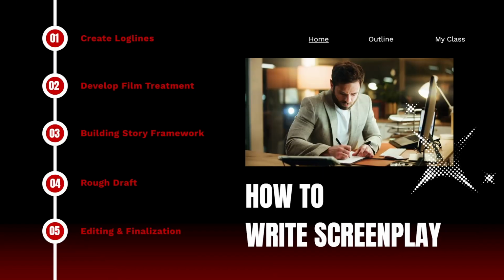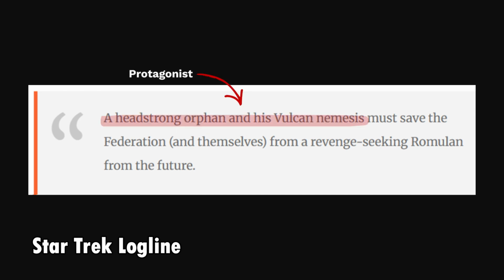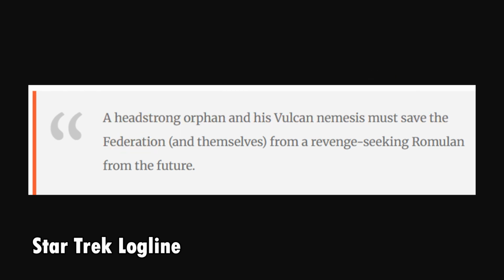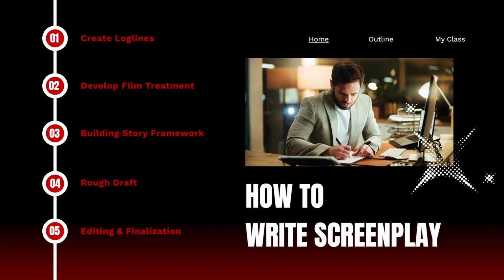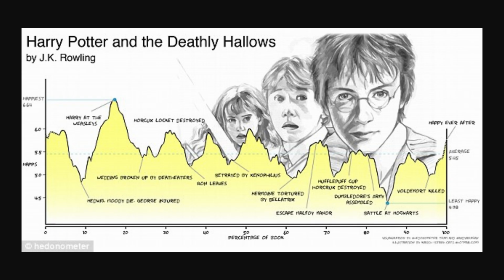Now, after we learned about the crew roles specifically, it's time for you to learn how to write a screenplay. First, we start with creating the log line. This is starting with one sentence that features a protagonist, the goal, and a conflict. Next, we develop the film treatment. This is writing a short story version using a 3-act structure. For example, from setup, confrontation, to resolution. Next, we build the story framework. This is mapping out all the plot points and the climax that you want the audience to know.